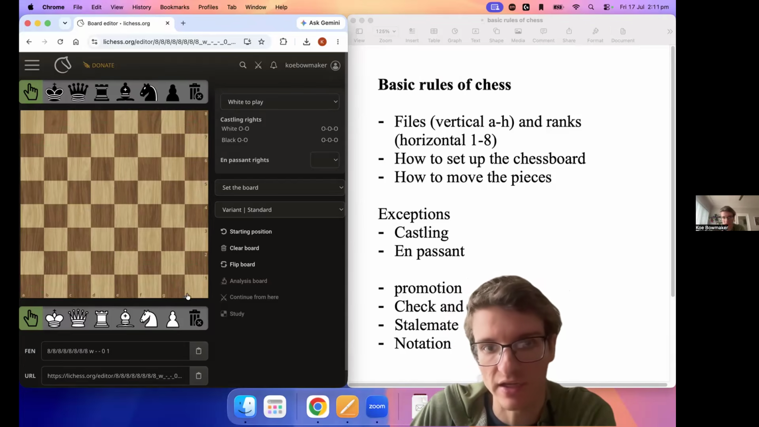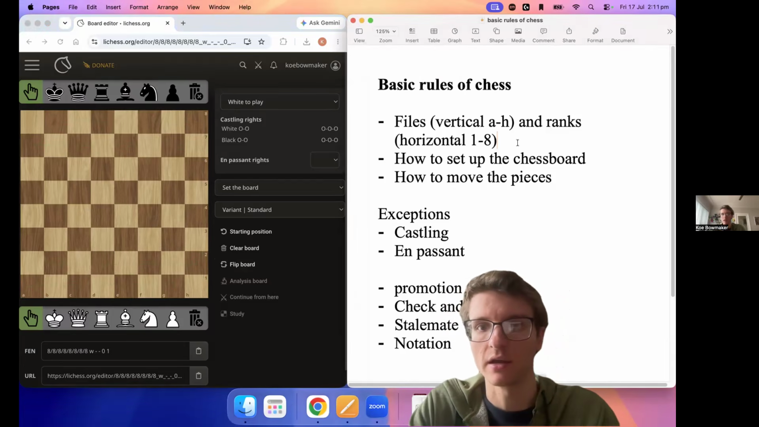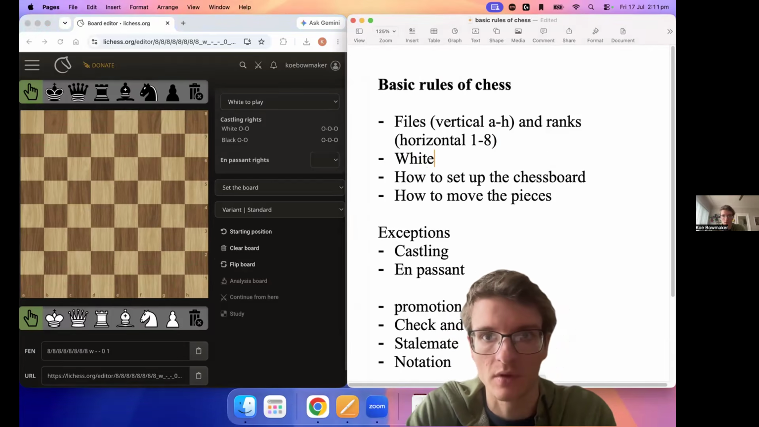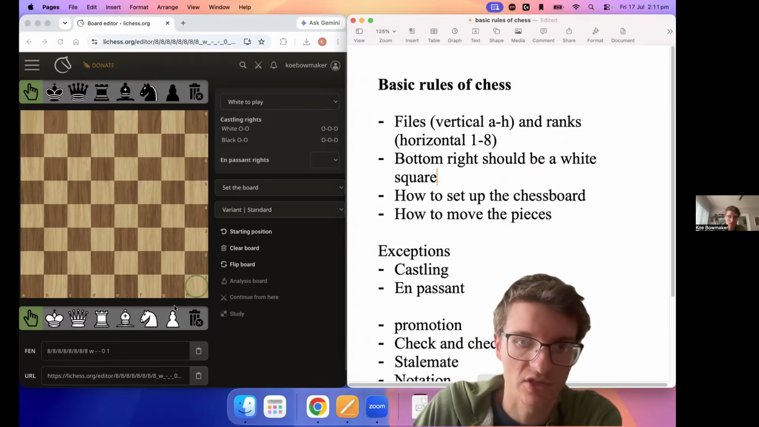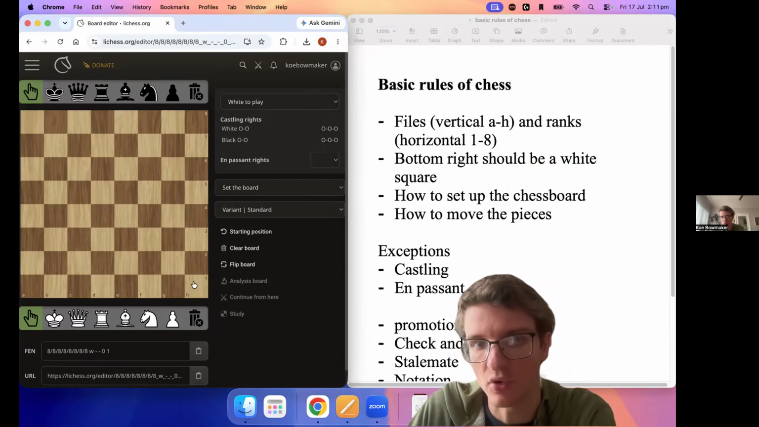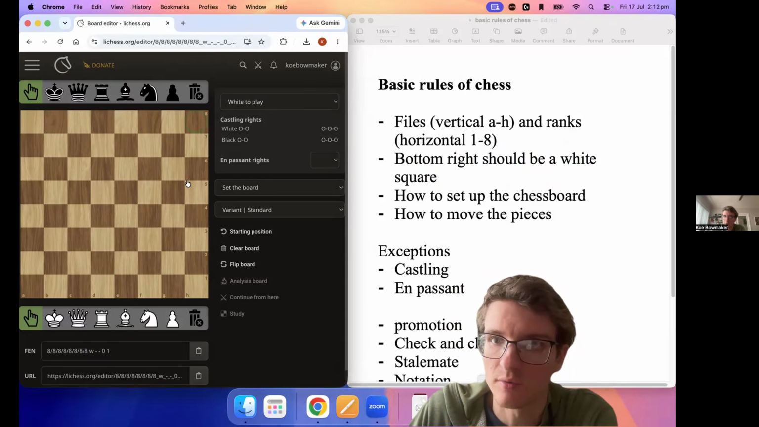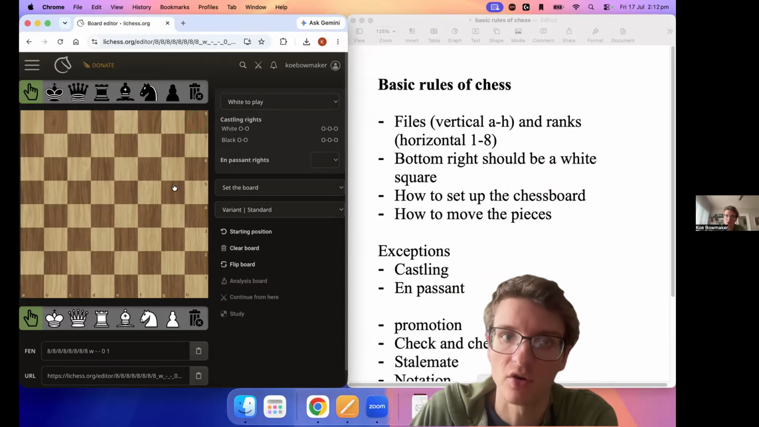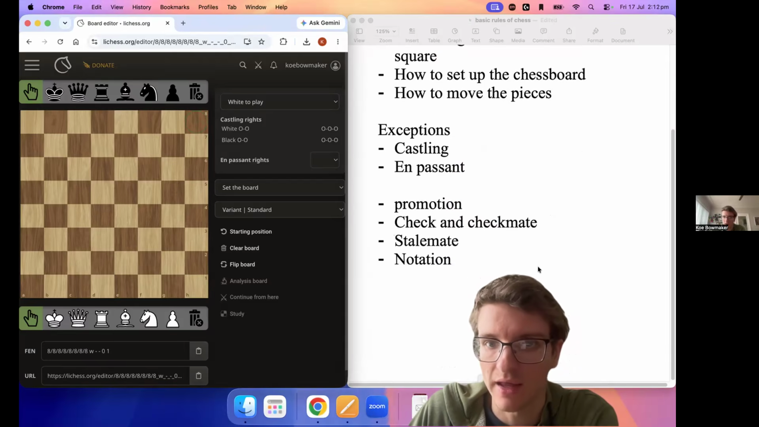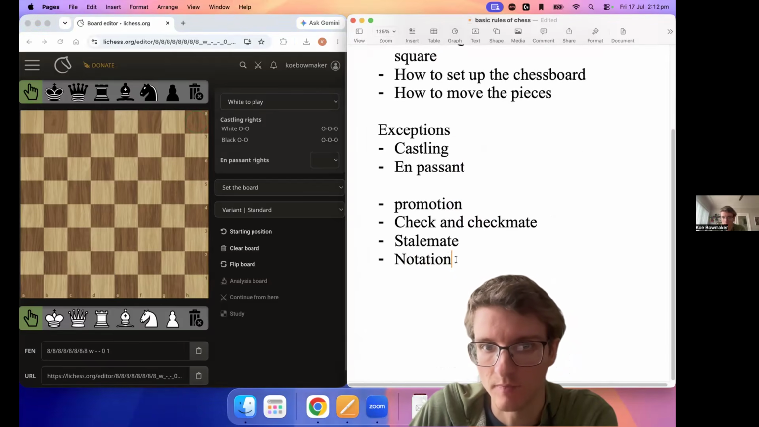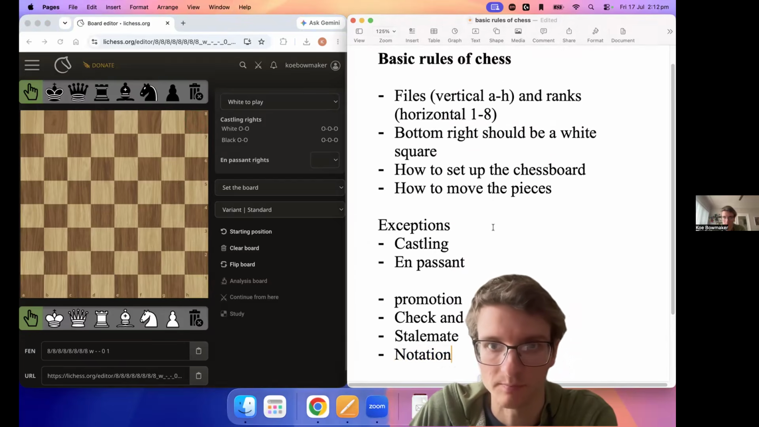And if they don't have the letters and numbers here, an easy way to remember it, I'll write this down, is that the bottom right should be a white square. So this square here is a white square, so we know that the board is set up correctly. If the board was flipped 90 degrees, then this would be the bottom right square, and that would not be correct. And that's going to matter later on when we get to notation. We'll focus on that later in the lesson.